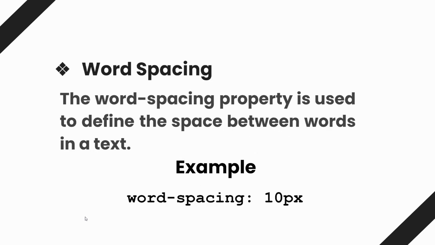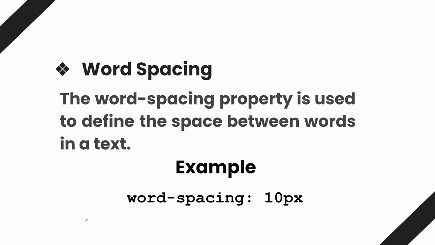Next, we have the word spacing property. The word spacing property is used to define the space between words within a text. This particular property works within the elements that are being rendered on the screen as text elements. The popular text elements we have are the paragraph elements and the heading elements. So with this particular property, you can increase the amount of spacing you want between each of the words that are being rendered on the screen.